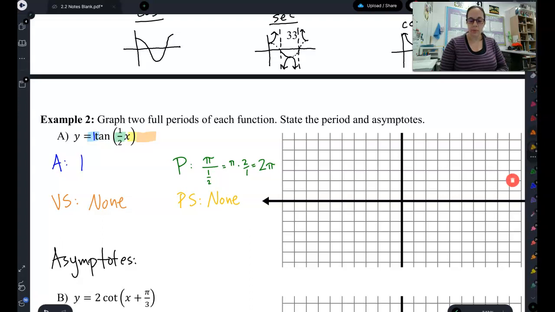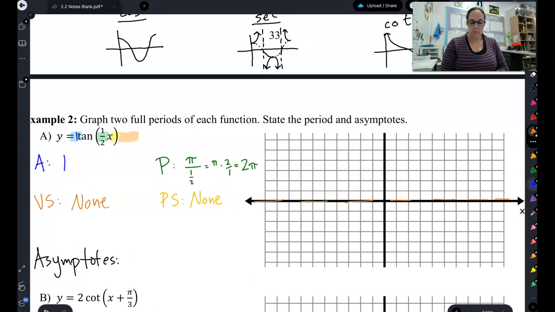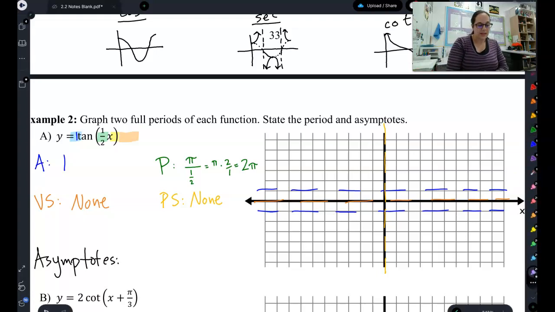So let's start like we normally do. Vertical shift is none, so we have it right there on the x-axis. Amplitude is 1, so up 1, down 1. Phase shift is none. Now, here's our next key difference. This is a tangent shape.